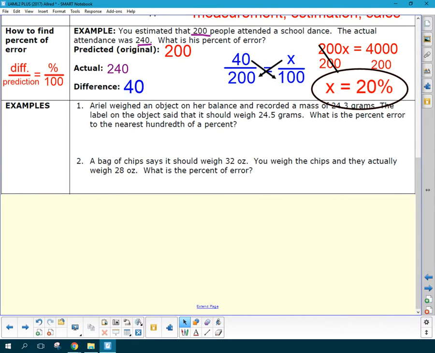Good job trying to solve number 1. You should have found that there's about a 0.82% difference in the prediction. You were off by 0.2 of a gram, and you predicted it would be 24.3 grams. You should have taken 0.2 and put it over 24.3 and got 0.82 percent.